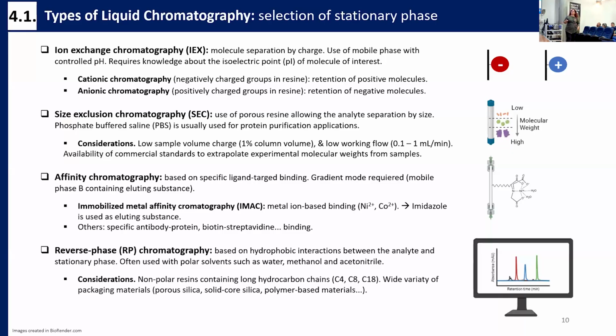There are two types of columns. The cationic ones have negatively charged groups in the resin, so they are useful for the capture or the retention of positive molecules. In contrast, the anionic ones are the contrary, and they are used for the retention of negative molecules. This chromatography is normally used for biotechnology applications like the purification of proteins.